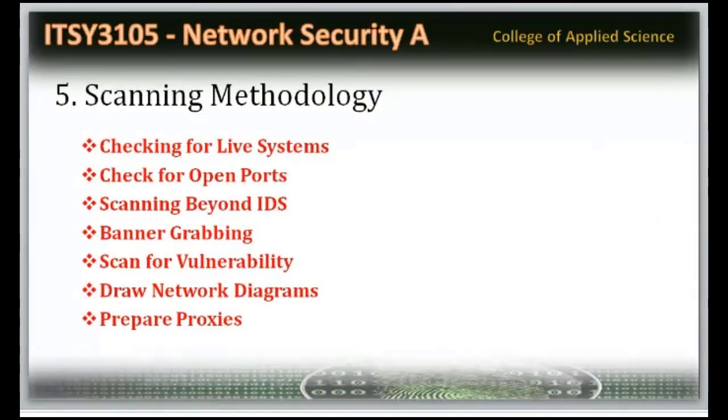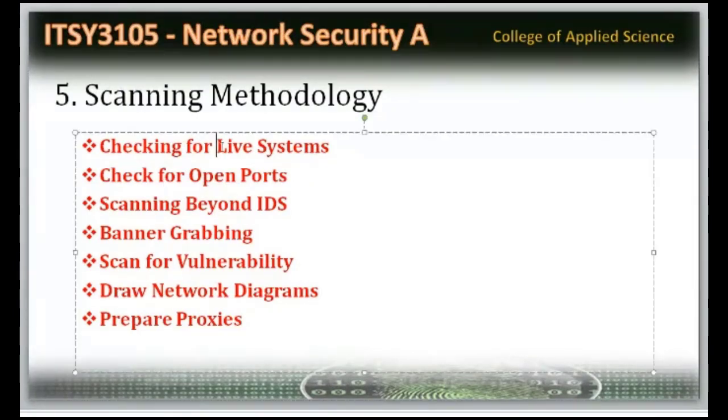Using scanning, what can we do? We already discussed this in the beginning. You can check for live systems. This is very, very important. Live systems means the systems which are working. You can find the live systems among your target machines, and in a live system you can find what ports are open on that particular machine. You can also scan beyond the intrusion detection system: you can cross the intrusion detection system in your target machine, enter into the machine, and do the scanning.